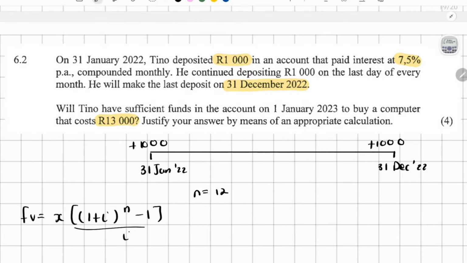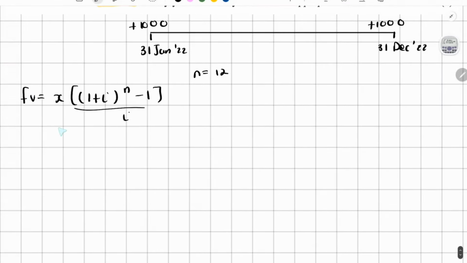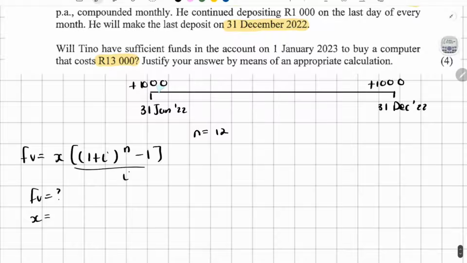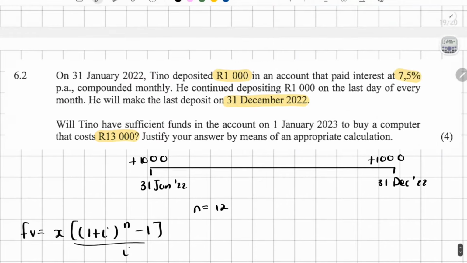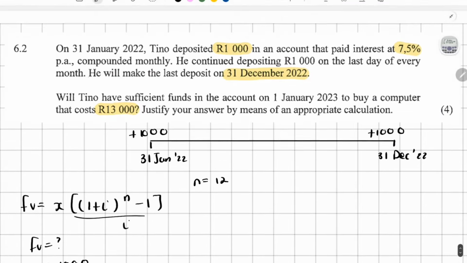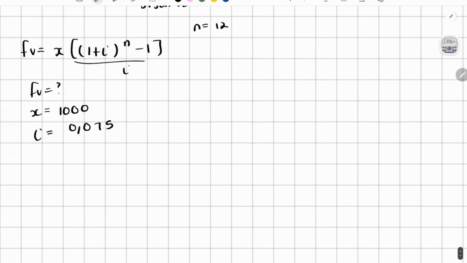Let's look at what they asked us to find. We just have to find out, will he have this amount? So let's find out how much his future value is going to be. We're trying to look for the future value, first of all. What is the X amount? The X is basically how much he keeps depositing consistently. That is the 1,000 Rand. He keeps on depositing 1,000. And then the interest is 7.5%, but we need to put that as a decimal, 0.075. And did they tell us the compounding? They said compounded monthly, so 0.075 divided by 12. It needs to be shared into 12 months.